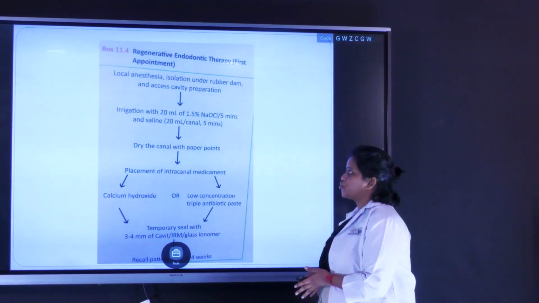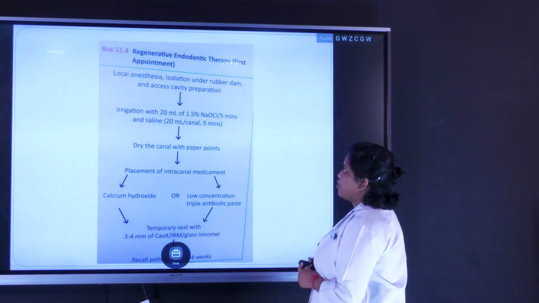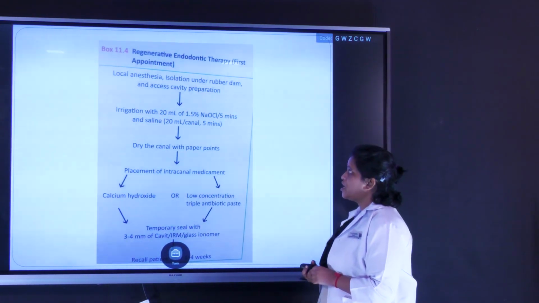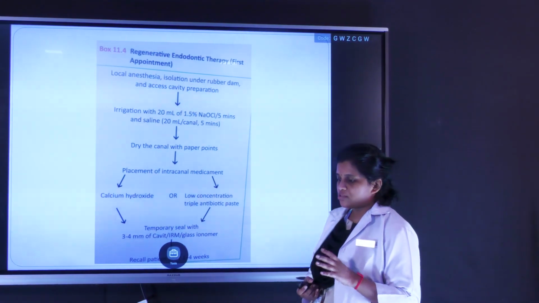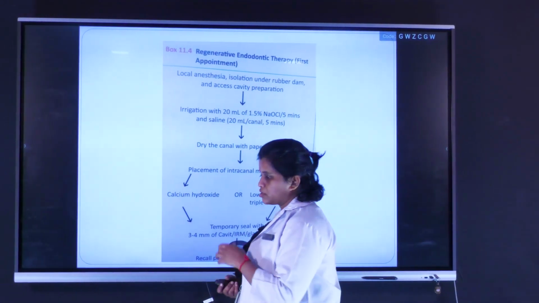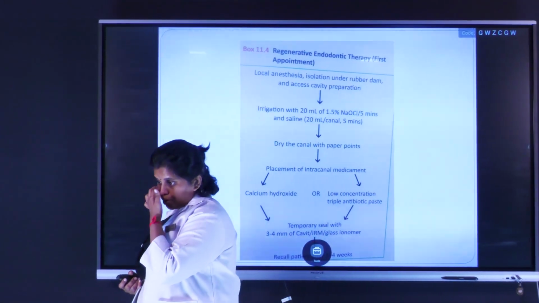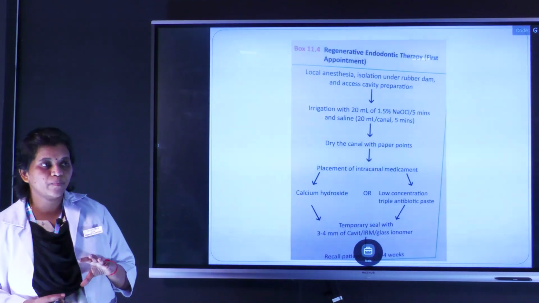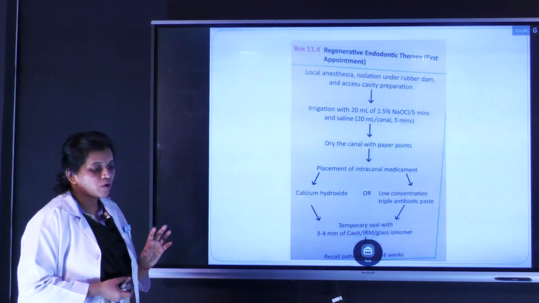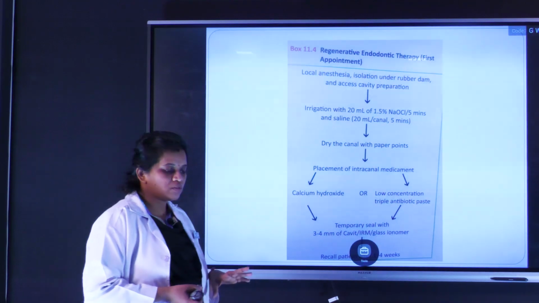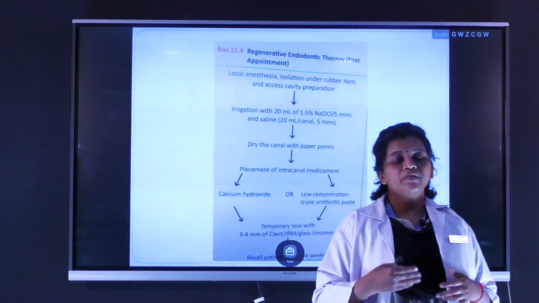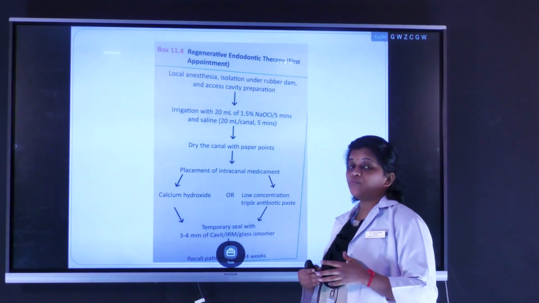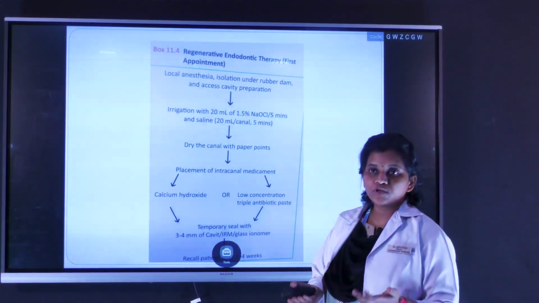Then the irrigation protocol: you irrigate with 20 ml of 1.5% sodium hypochlorite for 5 minutes, followed by saline for 5 minutes. The concentration of sodium hypochlorite was analyzed in many studies that compared concentration and efficacy in disinfection. Usually the concentration of hypochlorite we use in a general root canal is 5.25%, but studies have observed that 5.25% becomes cytotoxic to the stem cells.